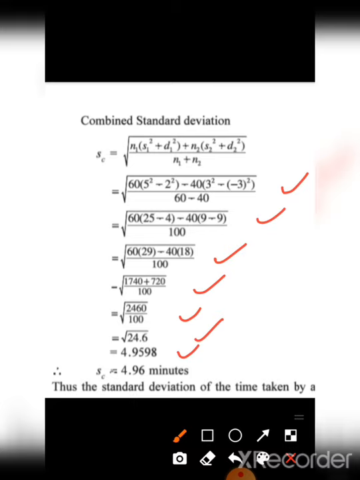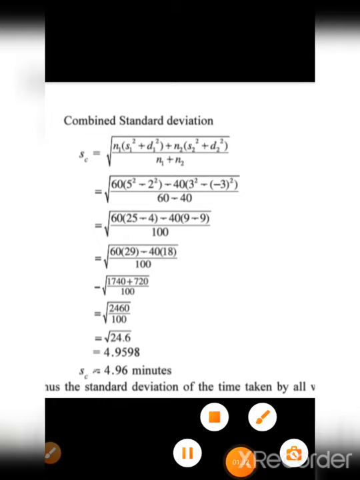You will get something like 4.9598. But as you know, we always write up to 2 decimal places, so it will come to 4.96, and as the unit is given in minutes, our combined standard deviation is 4.96 minutes. Right? Thus the standard deviation of the time taken by all the workers of both the shifts is 4.96 minutes, and that is your combined standard deviation.